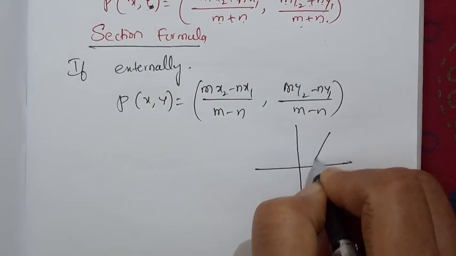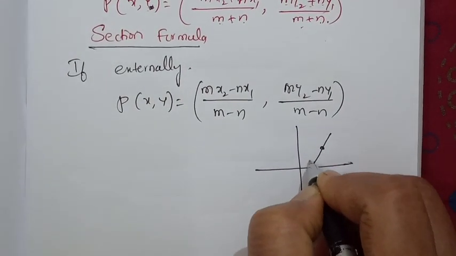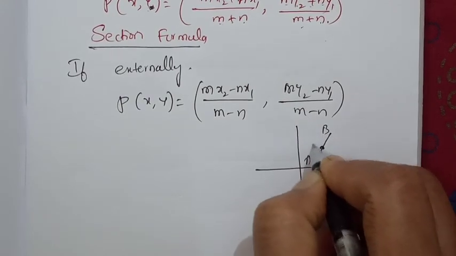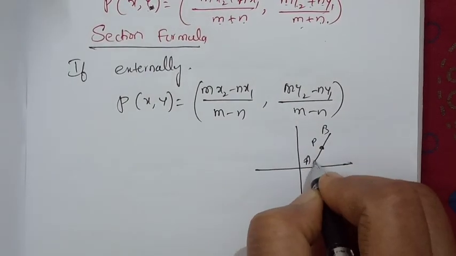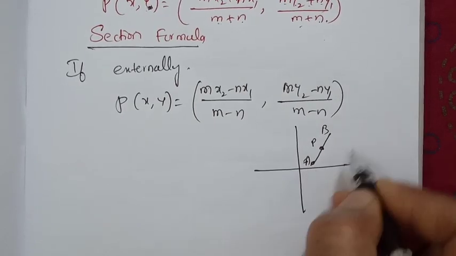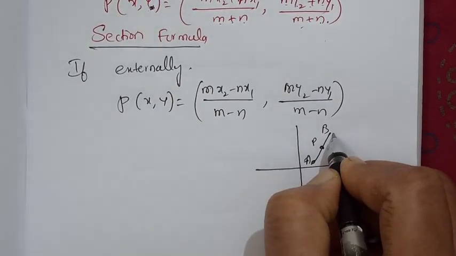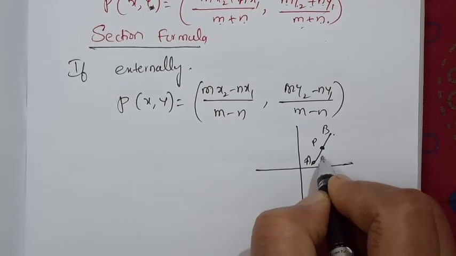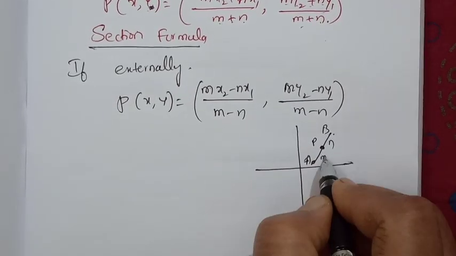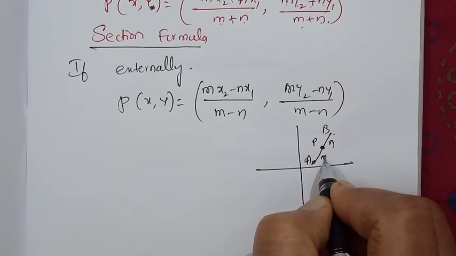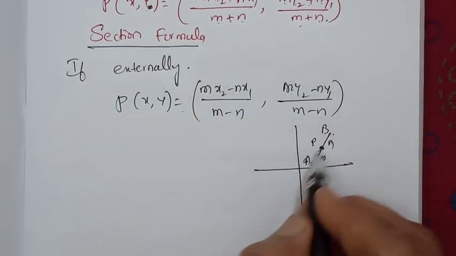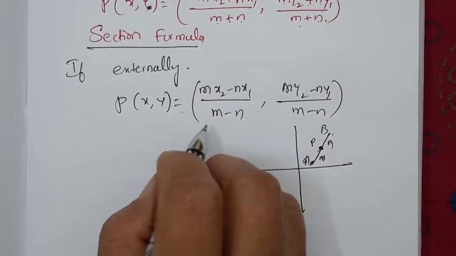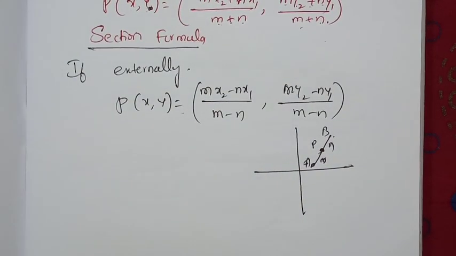Suppose this is a line AB, and this is P. A has points x1 comma y1 and B has points x2 comma y2. P divides internally or externally in the ratio m is to n. Then we get this formula. There is a proof of this, but all the proofs are not required in class 10.